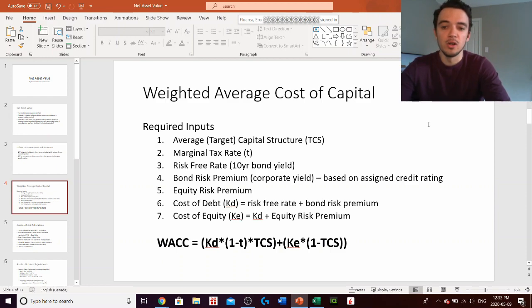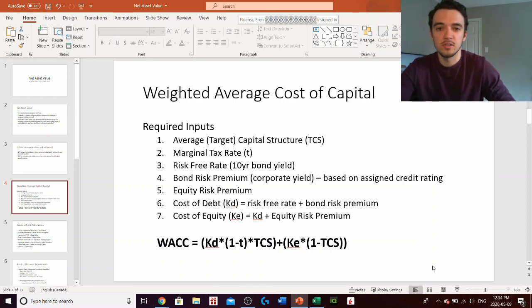Fourth would be the bond risk premium, otherwise known as the corporate yield, and that's going to be assigned based on the credit rating of the company. Next would be the equity risk premium, and then the cost of debt, which is equal to the risk-free rate plus the bond risk premium, the cost of equity, which is the cost of debt plus the equity risk premium. And once you have all these variables, you're able to find the weighted average cost of capital, otherwise known as the WACC, using the equation down at the bottom.